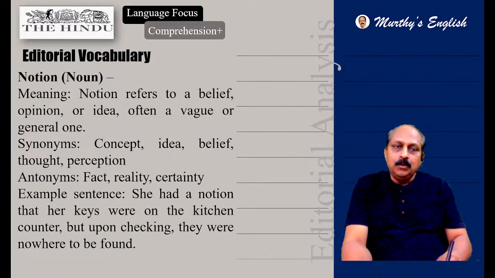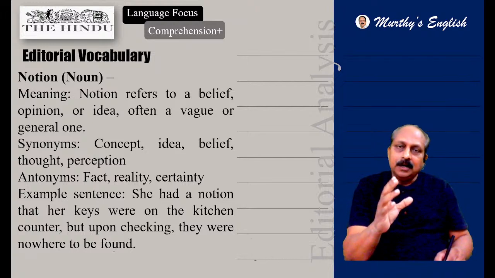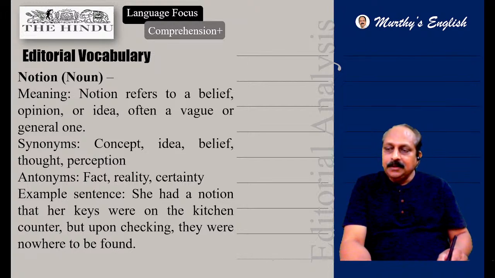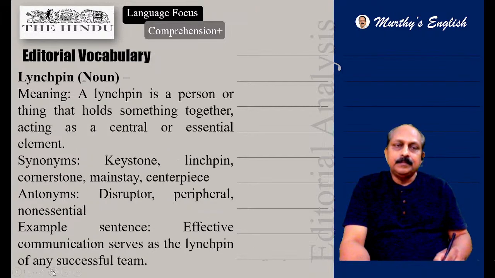Notion, part of speech noun, meaning a belief, opinion, idea, often a vague or general one. Vague means not clear, ambiguous. General idea, we say notion. Concept, idea, belief, thought, perception. Antonyms are fact, reality, certainty. Example: she had a notion that her keys were on the kitchen counter, but upon checking, they were nowhere to be found. She had an idea they were in the kitchen, but she could not find them over there.